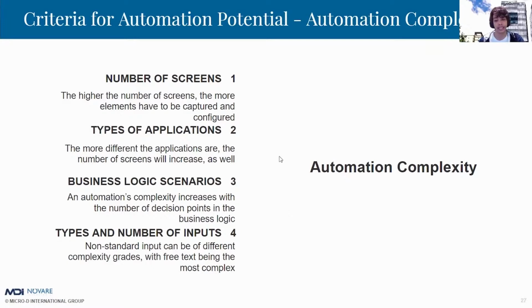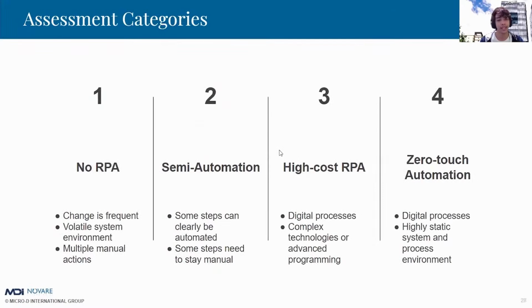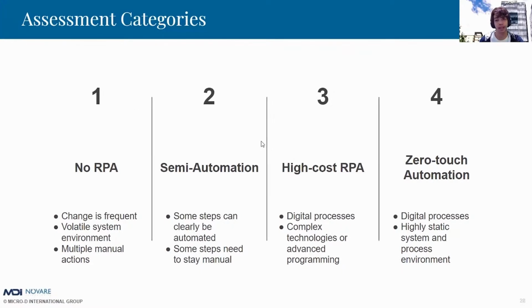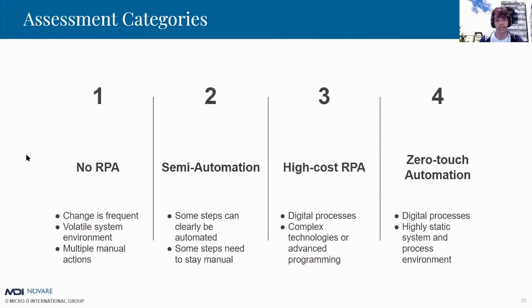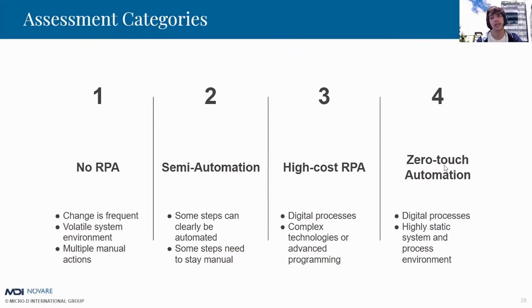With the criteria that I presented earlier, we can now categorize the process into one of the 4 categories here. These categories are no RPA, semi-automation, high-cost RPA, and zero-touch automation. The first one is no RPA. These are processes where change is frequent. The system environment is volatile, meaning frequently changing and unpredictable.